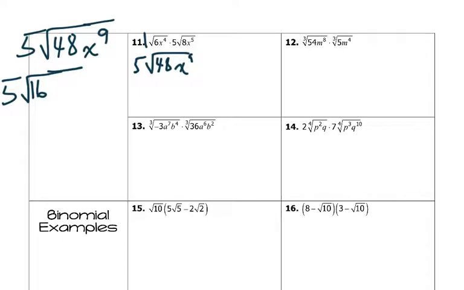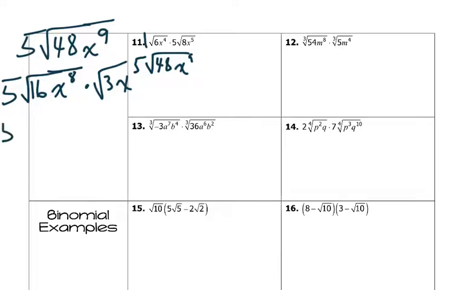Is x to the ninth a perfect square? No. Is there a perfect square in x to the ninth? Yes, right? Remember, it just has to be even. So we have to subtract 1 and make that x to the eighth. So those are our perfect squares, and we're going to multiply that by whatever's left over. Square root of 16 times square root of 3 would give us the square root of 48. And x to the 8th times x would give us x to the 9th. So there's our non-perfect square root sign.